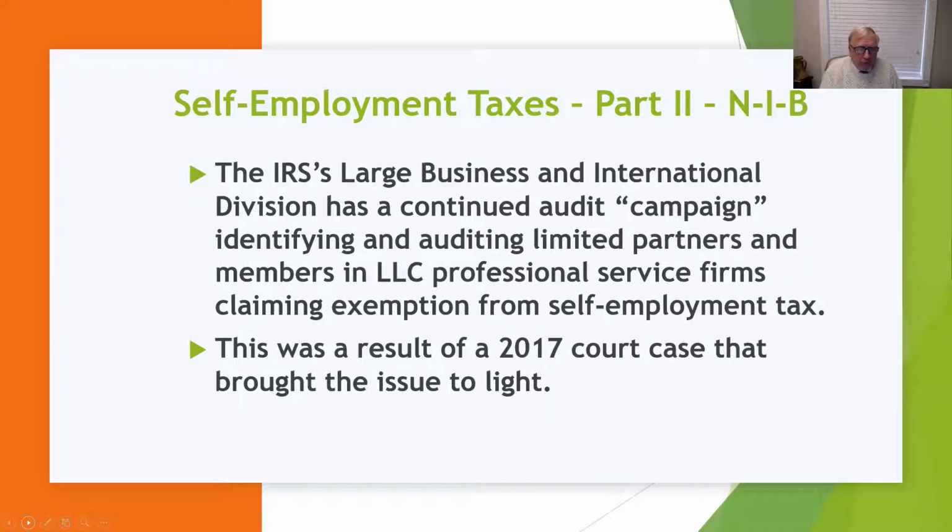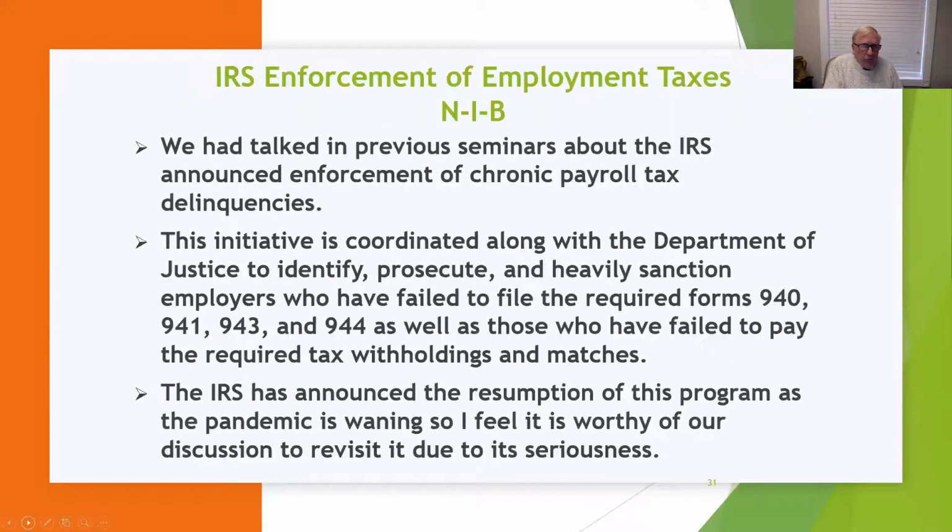Now, the IRS's Large Business and International division has a continued audit, and this is what they call a campaign. I think that's interesting, like a military campaign. It involves identifying and auditing limited partners and members in an LLC professional service firm claiming exemption from self-employment tax. This was a result of an Indianapolis, Indiana court case in 2017, where 3 attorneys claimed only 1% as active partners, the rest as passive partners, limited partners, and therefore paid self-employment tax only on the 1% instead of the 33 1/3 they owed. And the court said you cannot be both a limited and an active partner in professional service instances.